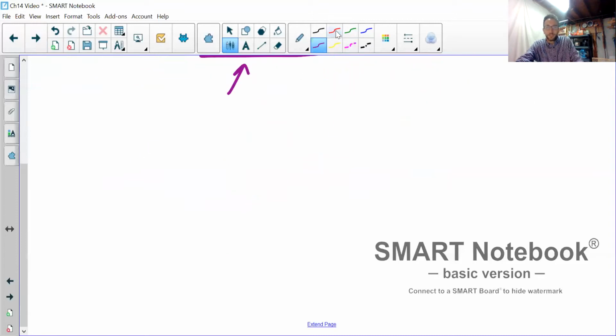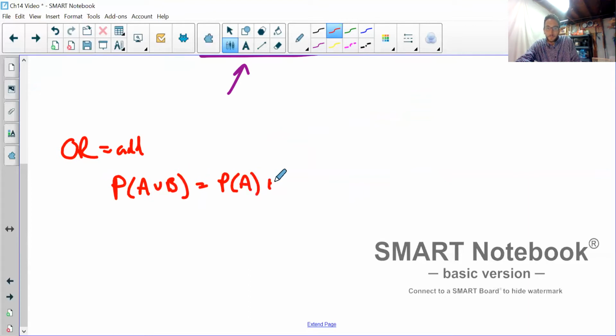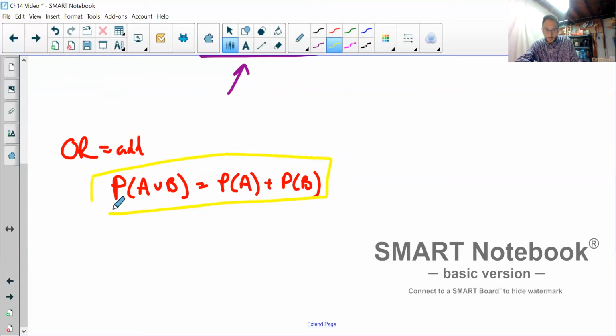Similarly, if we wanted to think about the idea that or means add, we could write that as probability of A or B is the probability of A plus the probability of B. But this only works if our events are disjoint. I'm going to elaborate on that in a second. I don't know why I wrote this here in red, because I actually have a slide coming up for that.